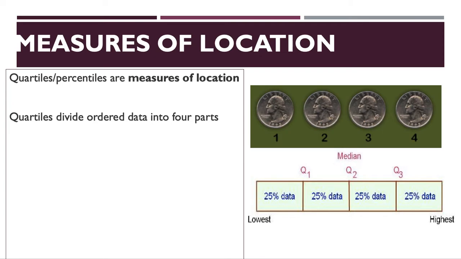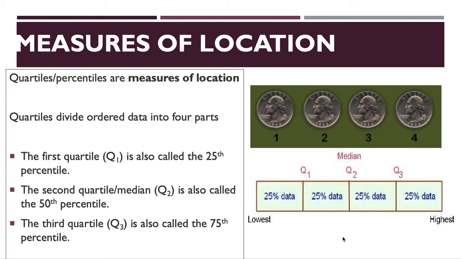Quartile 2, or Q2, means that you've reached the middle of the data set. You have reached the first 50% of data values. And Q3, representing the third quartile, means you've reached 75% of the data set. Because of this, Q1 is also called the 25th percentile. Q2, also known as the median, is also called the 50th percentile. And Q3 is also called the 75th percentile.